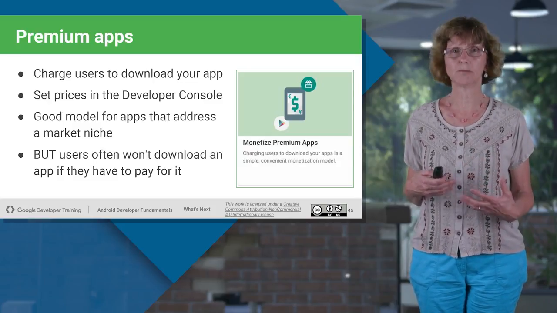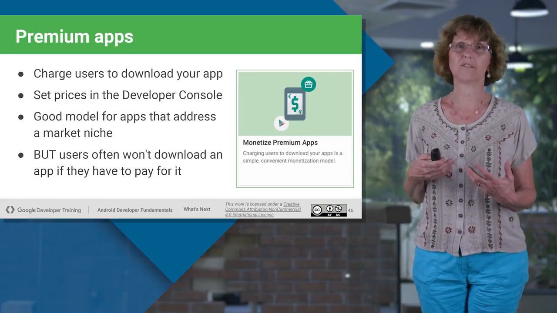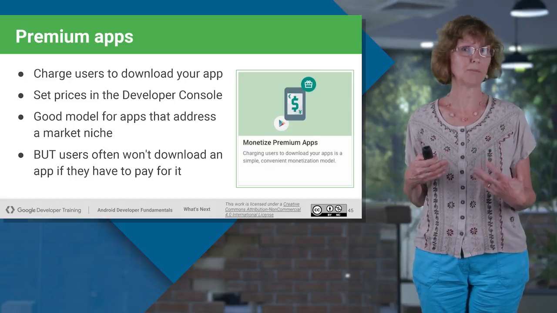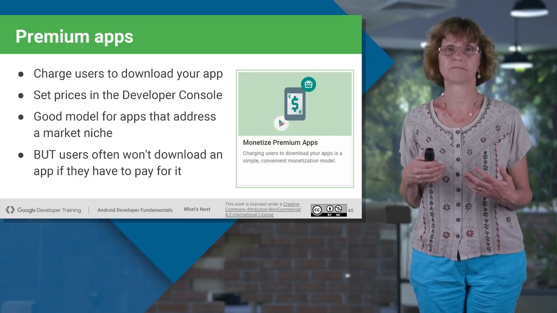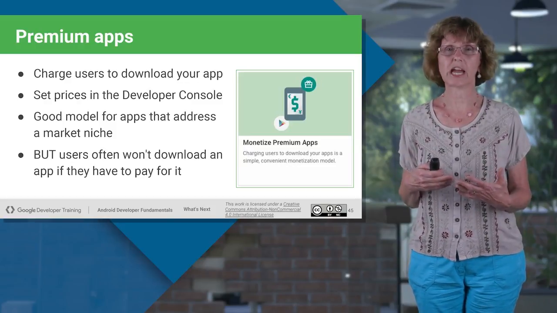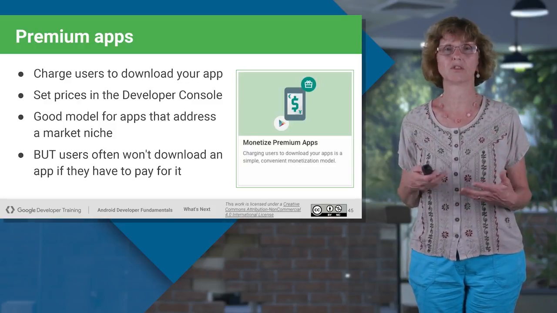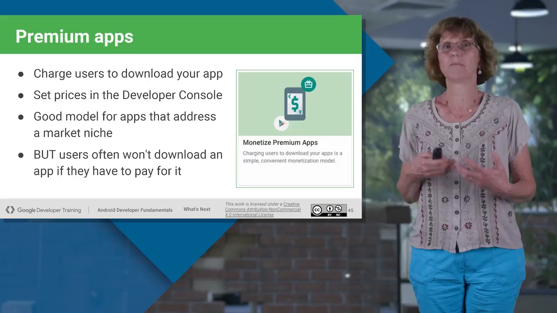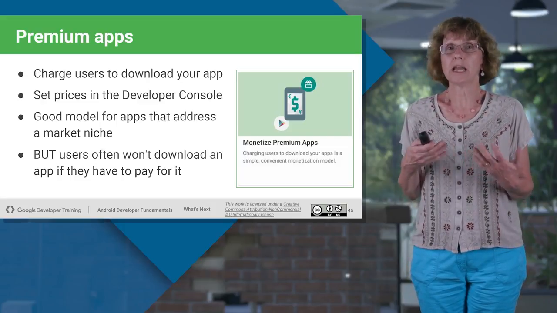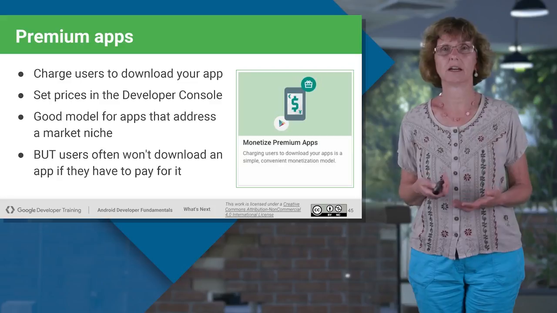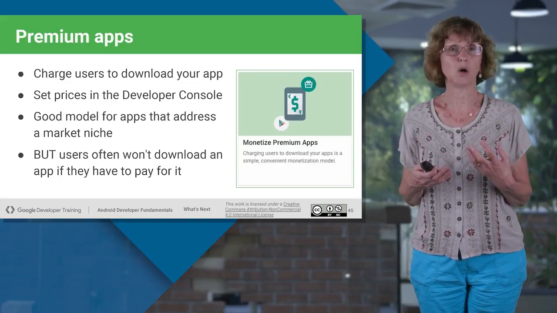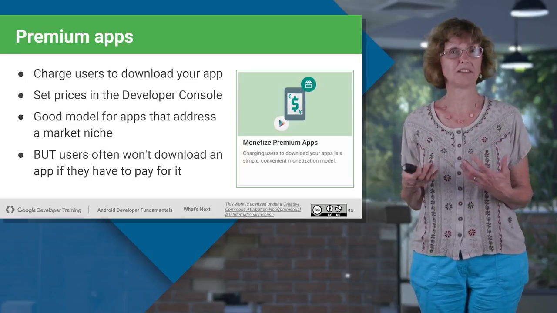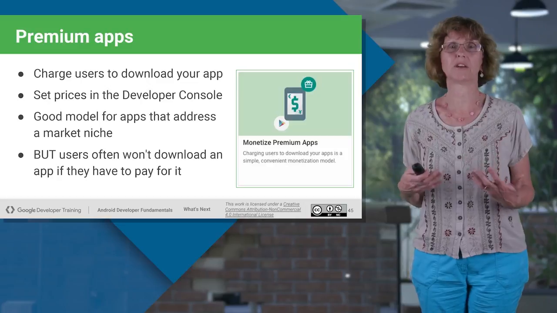It can be a good model if your app is for a very specific purpose, has a fairly small audience reach, and it goes to a very specific set of users. So, for example, if you have an app that's really useful to people who like to practice yoga at sunrise, maybe you would attach a price to that because that would be a fairly small market niche audience. And there probably aren't that many apps that address the needs of people doing yoga at sunrise.